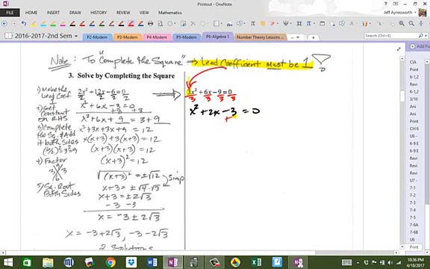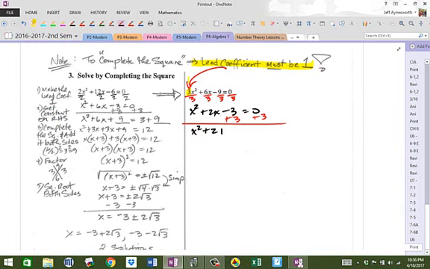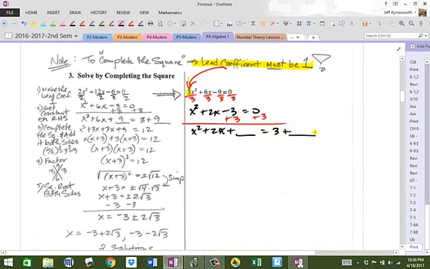Put that in red here. And what we're going to do is we're going to leave room to complete the square. So we have x squared plus 2x plus something equals 3 plus something, okay? Now when you complete the square, it's always b divided by 2 squared. That's the completing the square process. So here, b is 2.